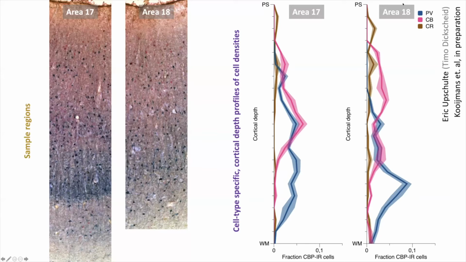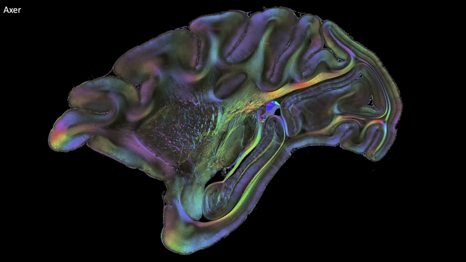Building on this, I have also been working together with Erik Opschulte from Timo Dickscheid's group in Jülich, and we have been implementing machine learning in order to generate a kind of quantification that is similar to the gray level index, but it is cell type specific. We can talk about that later. You can contact me. To further develop this, I'm also working together with Markus Axer.